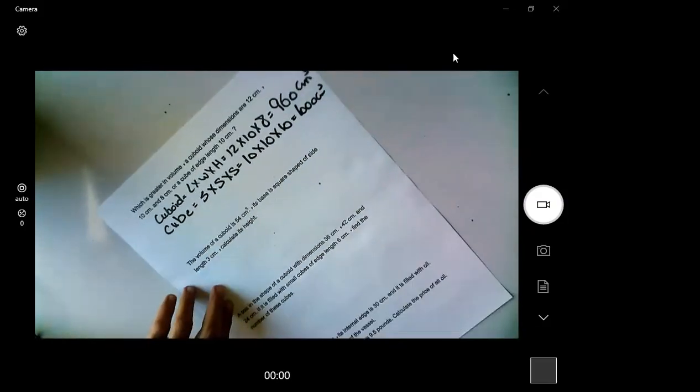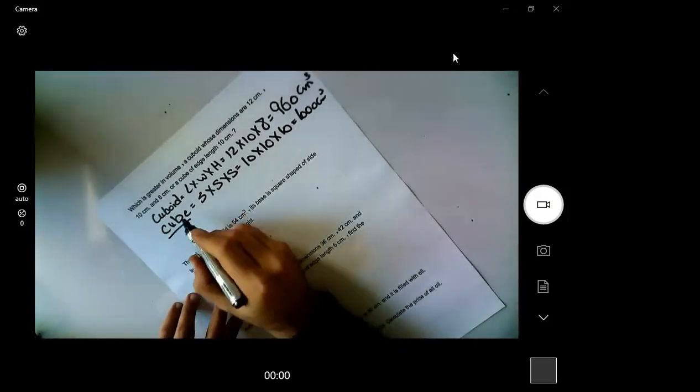But which is greater? The cube is greater.